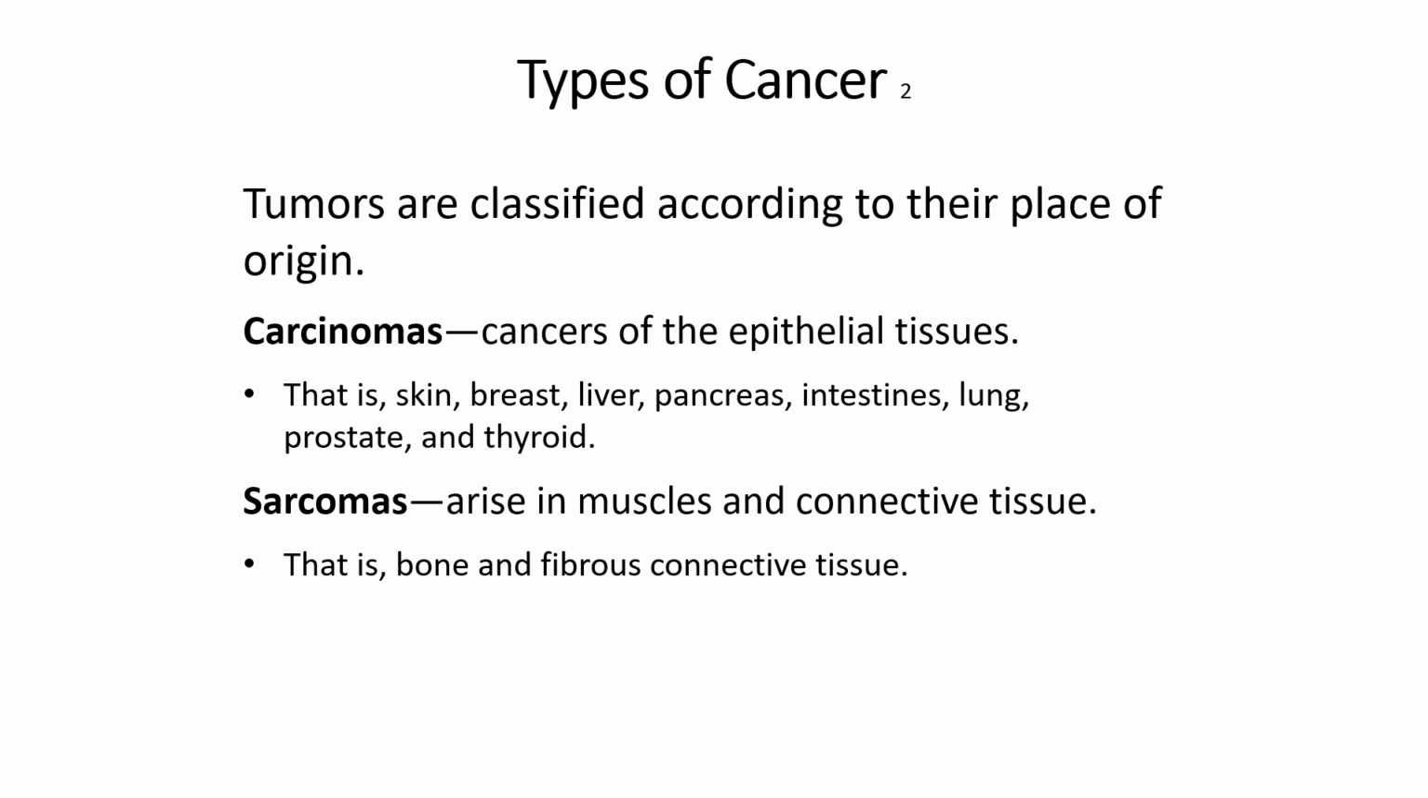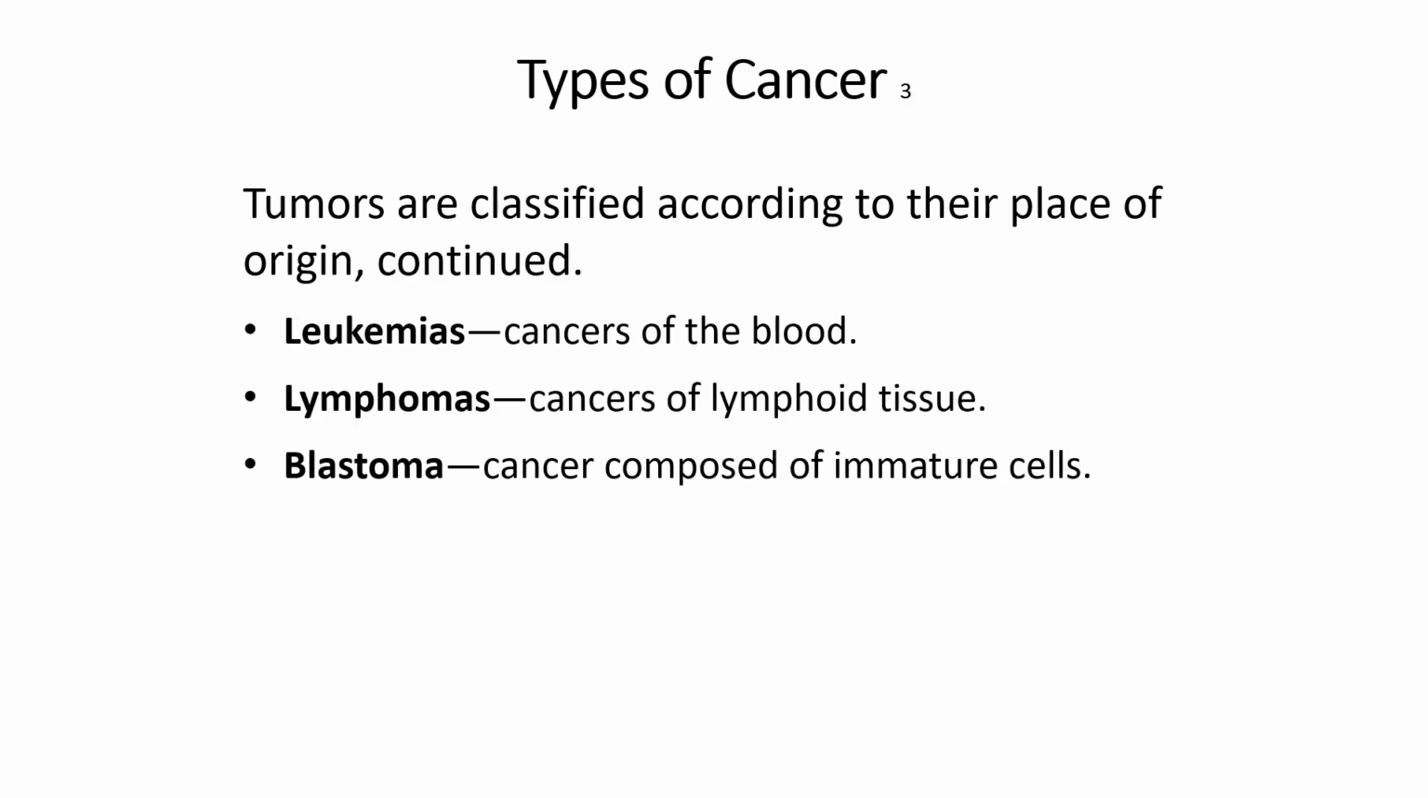There are different types of cancer, so tumors are classified according to their place of origin. For example, carcinomas are cancers of the epithelial tissues, such as the skin, breast, liver, pancreas, intestine, lung, prostate, and thyroid. Sarcomas arise in muscles and connective tissues, for example, the bone and fibrous connective tissue. Other examples of cancers are leukemias, which are cancers of the blood, lymphomas, which are cancers of the lymphoid tissues, and blastomas, which are cancers composed of immature cells. All of these are examples of cancers.